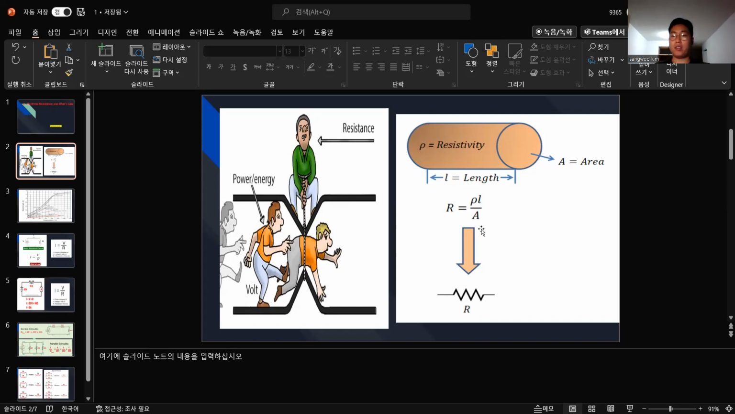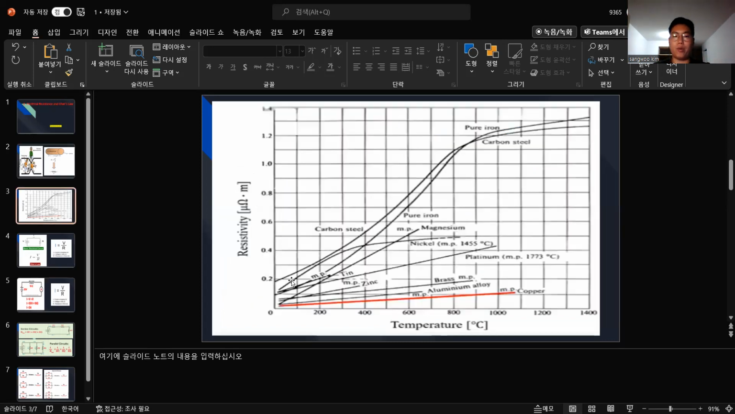That's it. A resistor is just simple, right? We could understand something prevents or interrupts the current, you know what I mean? Let's look at them more.